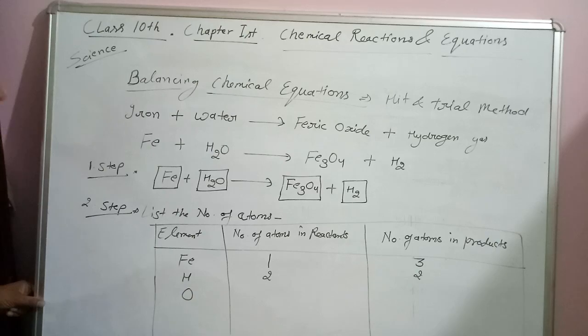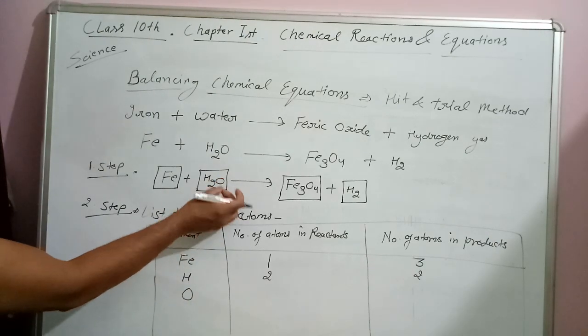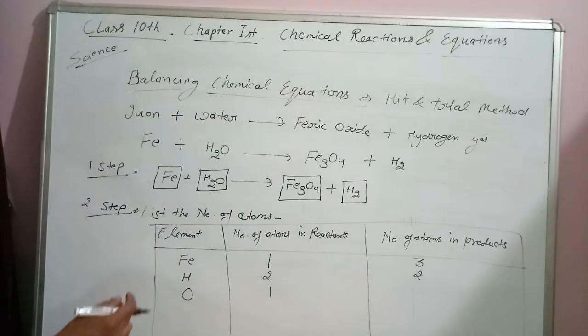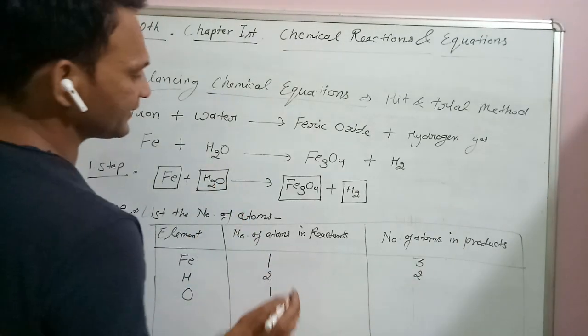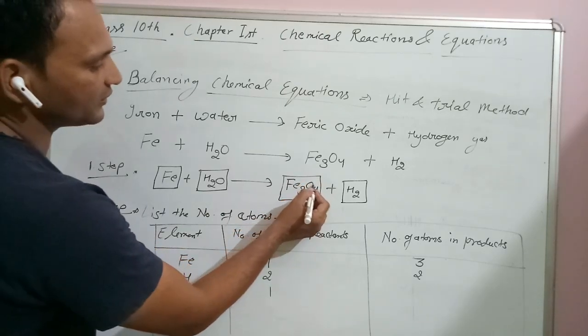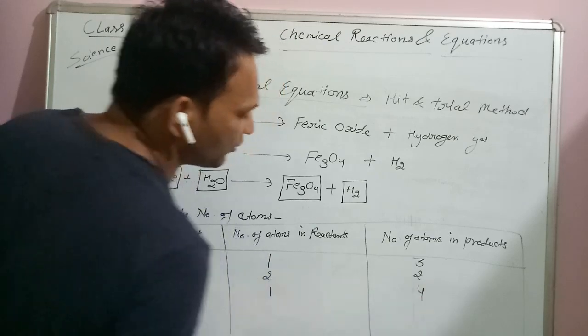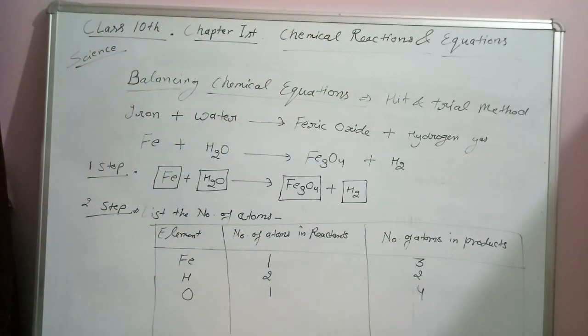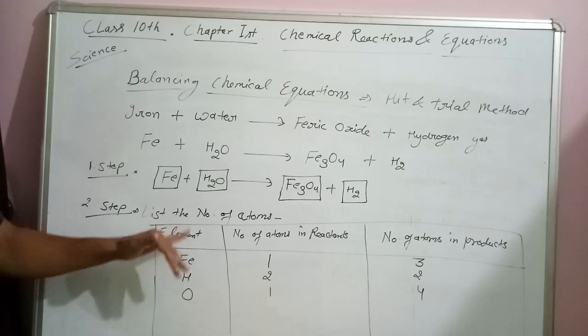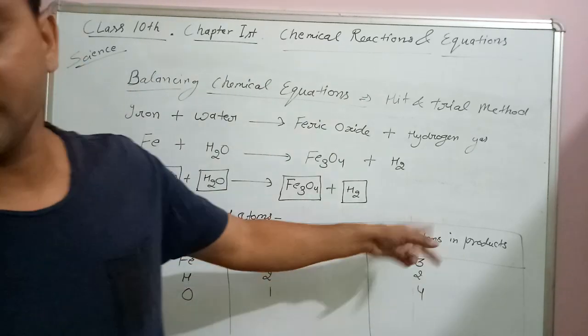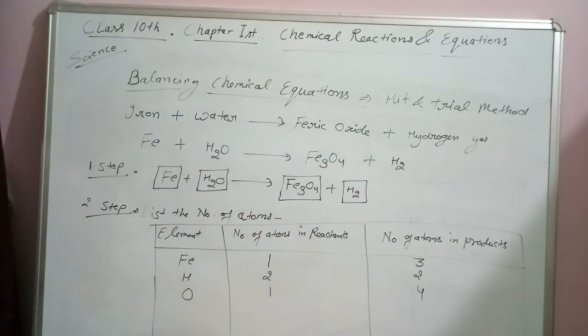Next is the oxygen. Nothing is written before or after the oxygen, so there is one atom of oxygen present in the reactant. But in the case of the product, 4 is written after the oxygen. It means there are 4 atoms of oxygen present in the products. So the second step is making the list of the atoms of the elements present in the reactant and in the products.